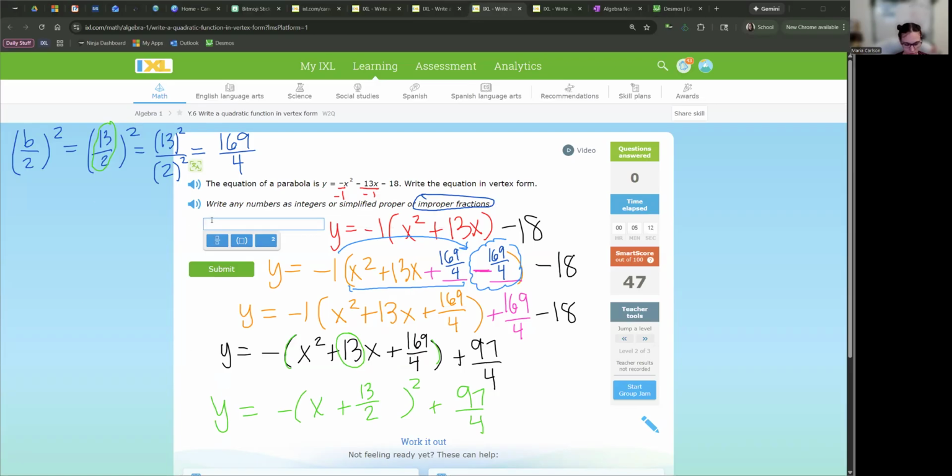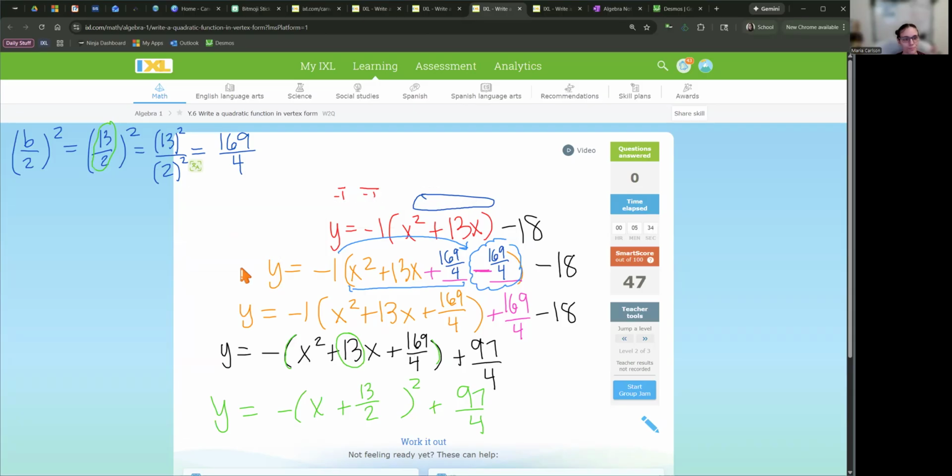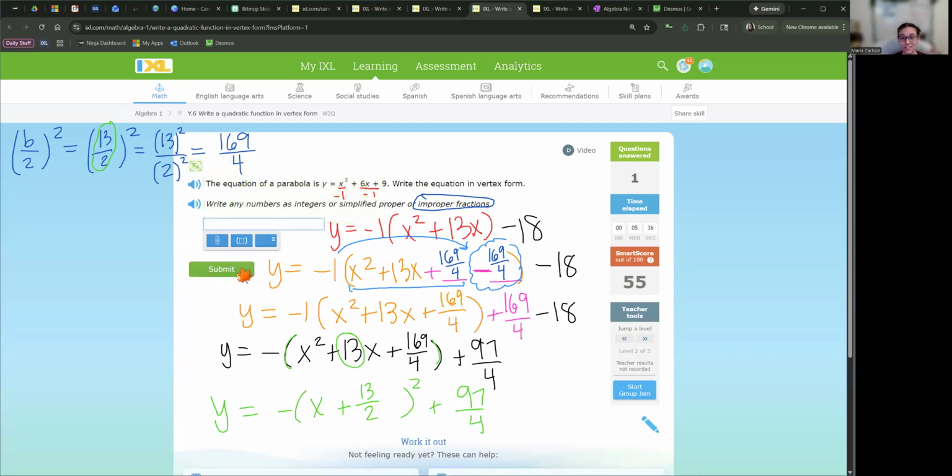So y equals negative x plus, now I need the fraction, 13 over 2 squared plus 97 over 4. Oh, and I'm going to need a fraction. So I'm going to highlight that and then type the fraction, and it'll keep it in the numerator. Pro tip. I was a little nervous there. A little nervous. And then look at that. It gives us one that's a perfect square right after that.